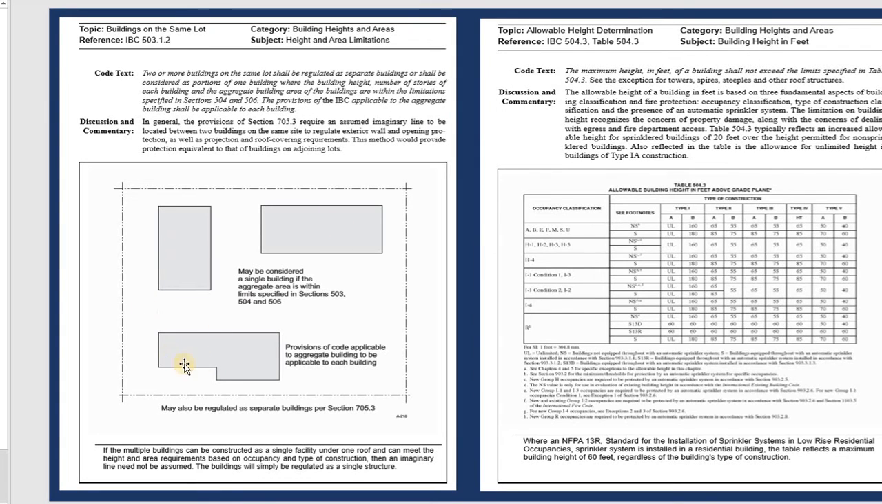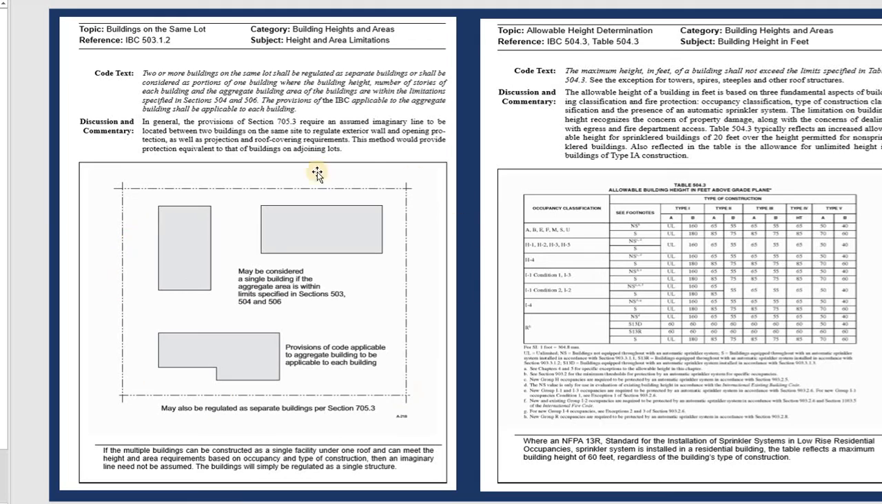This is one example, so you can see that in general Section 705 requires the borderline to be located between the buildings on the same side and regulates exterior walls and opening protection. Also, they have the roof cover requirement. These methods provide protection equivalent to the buildings on adjoining lots.